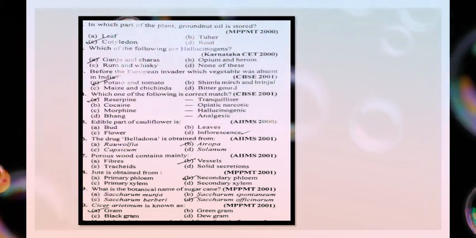So which one of the following is the correct match? Here you can see that morphine is false, because in the previous question we have already seen that ganja and charas are the hallucinogens. So morphine is not a hallucinogen. Then bhang is not an analgesic. Then cocaine is also not an opioid narcotic. So reserpine is the correct answer, it is the tranquilizer.